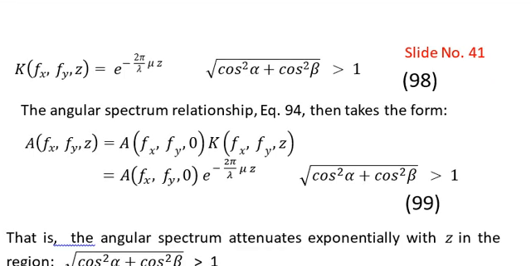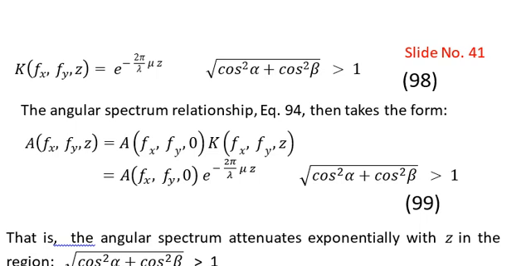So we have capital K at fx comma fy comma z is equal to e to the power minus iota 2 pi over lambda into mu into z. And of course we have the limit that the square root of cos square alpha plus cos square beta is greater than 1. When it is less than 1, we have cos alpha and cos beta as the direction cosines, but if it is greater than 1, then these are not the direction cosines but some other quantity. So this quantity is greater than or equal to 1, and we have also proved previously that mu is also greater than 0.